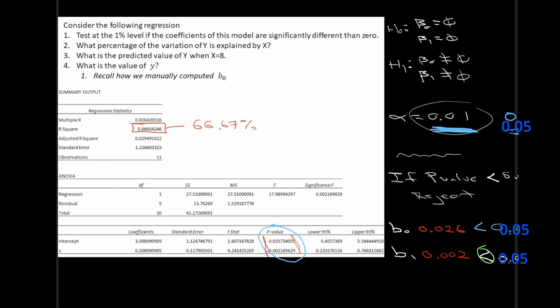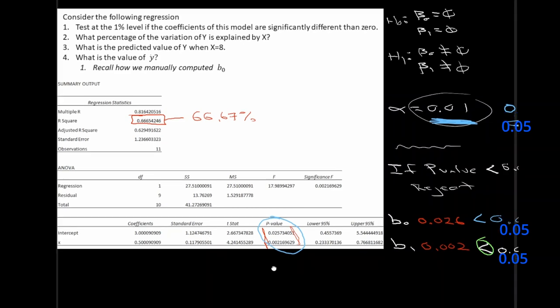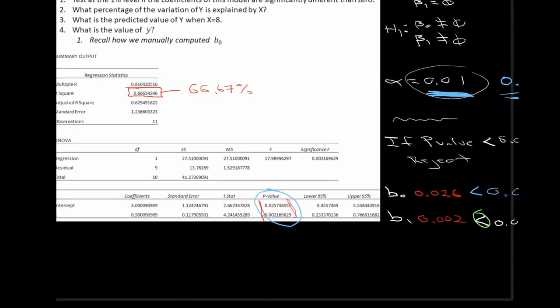Step 3. Okay, what are we doing here in step 3? Well, let's just scroll down a little bit. What is the predicted value of y when x equals 8? So we need to build our regression model. We have y equals our intercept value, which is a coefficient of 3, plus our slope coefficient, 0.5x.